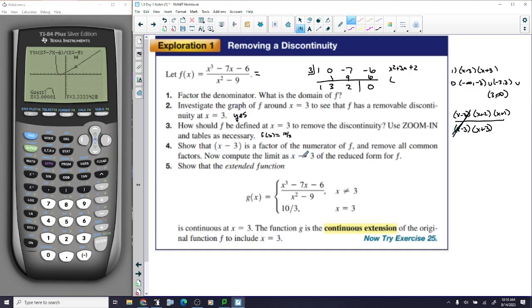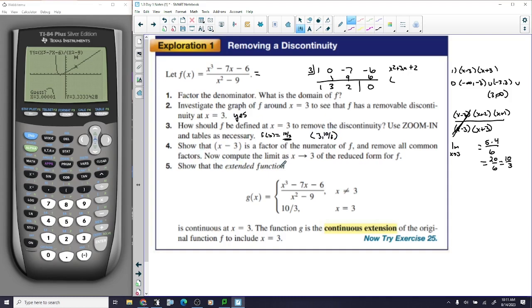Now compute the limit as x approaches 3 of the reduced form. So if we do the limit as x approaches 3 of this piece right here, I'm going to skip writing that. If we plug 3 into this, we get 3 plus 2, that's 5, times 3 plus 1 is 4, over 3 plus 3 is 6. So we get 20 over 6, but if we reduce that, it's 10/3. Look, 10/3. So that missing point right there is the point 3, 10/3.